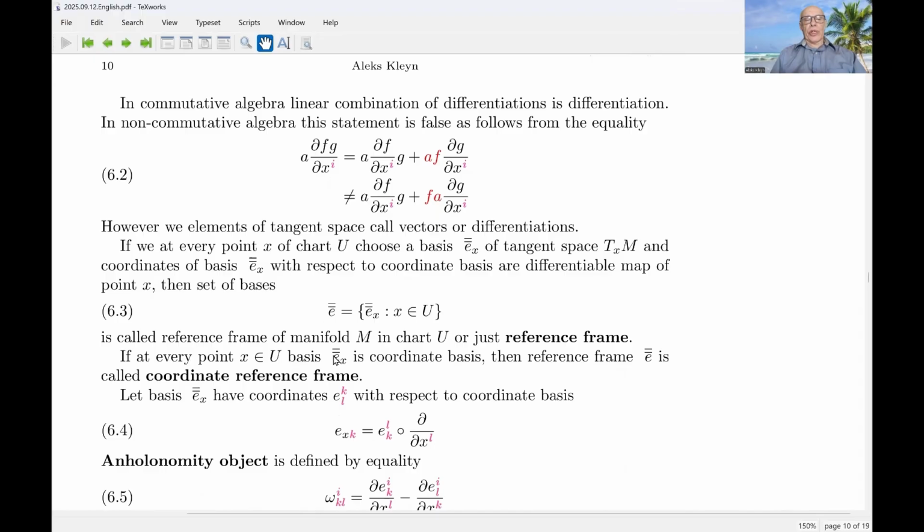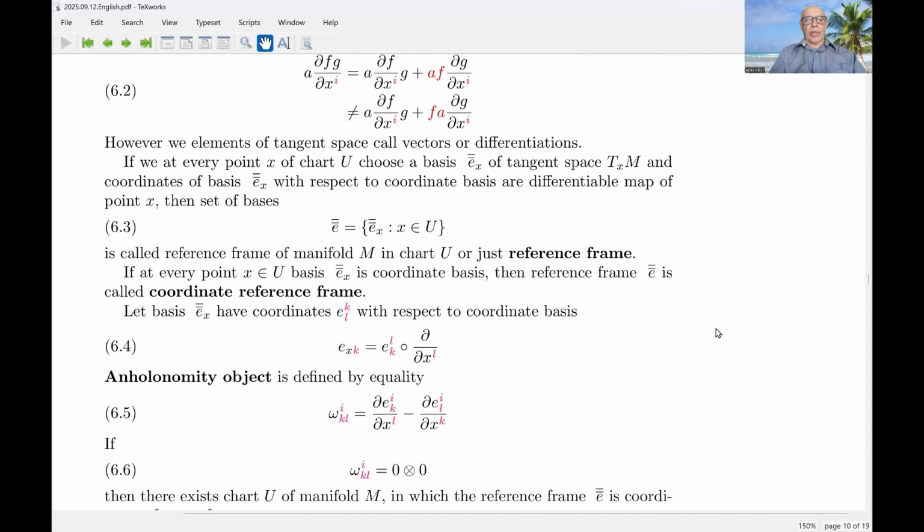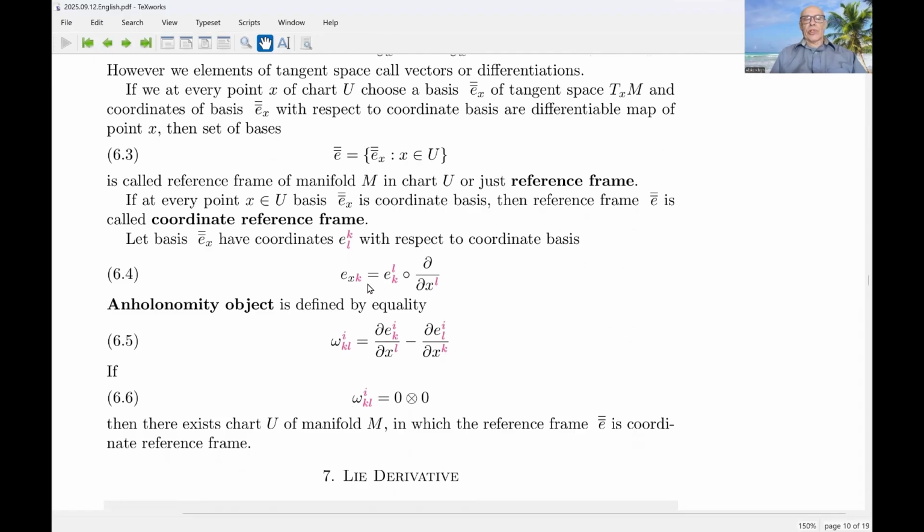If at every point x in U the basis EX is a coordinate basis, then the reference frame E is called a coordinate reference frame. Let basis EX have coordinates 6.4 with respect to the coordinate basis, and let the holonomic object be defined by equality 6.5. If the holonomic object is 0, then there exists a chart U on manifold M in which the reference frame is a coordinate reference frame.